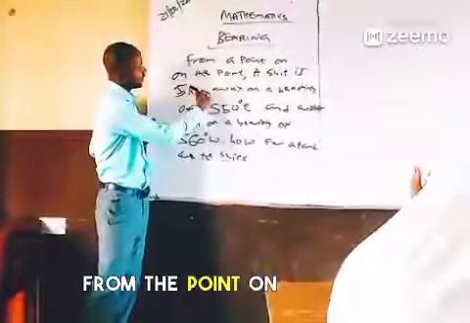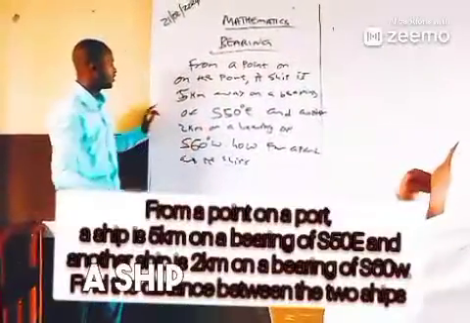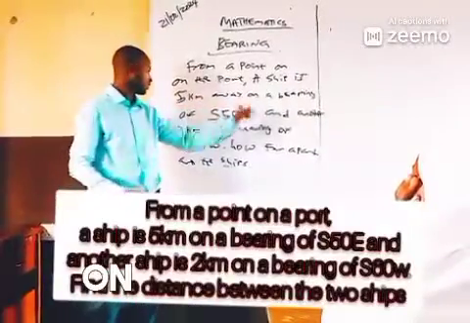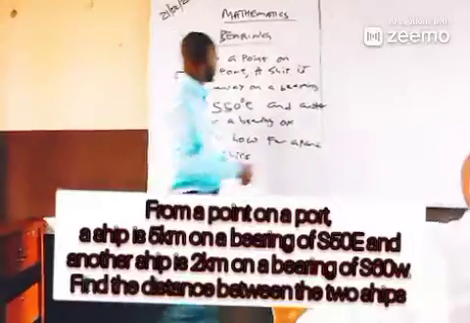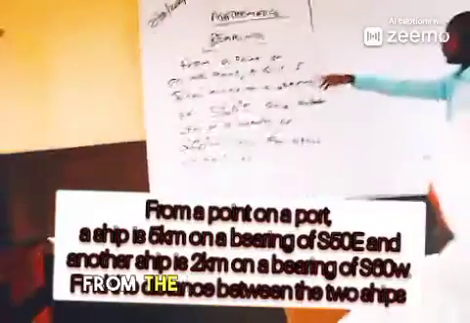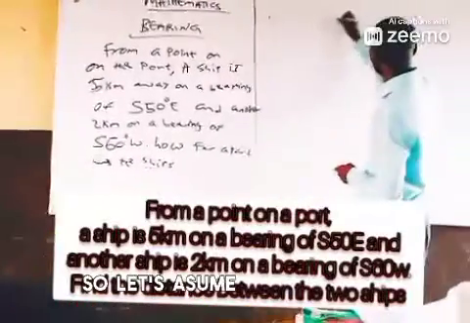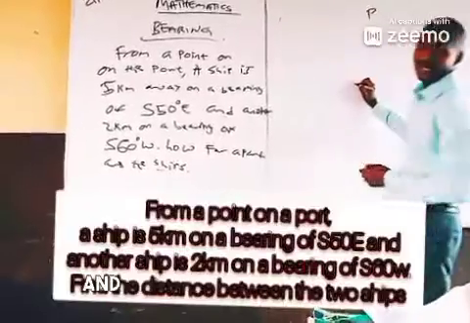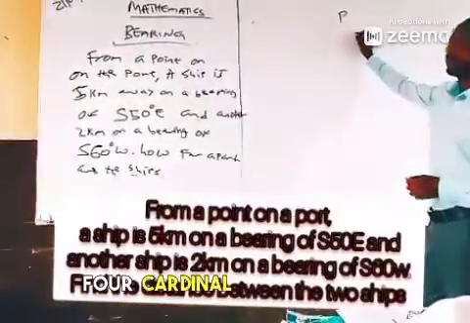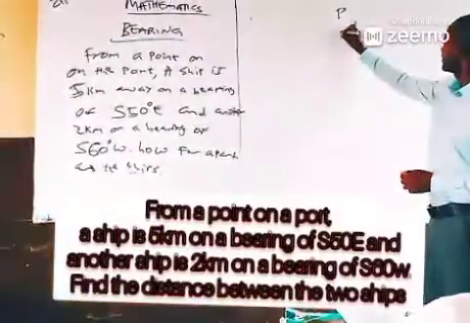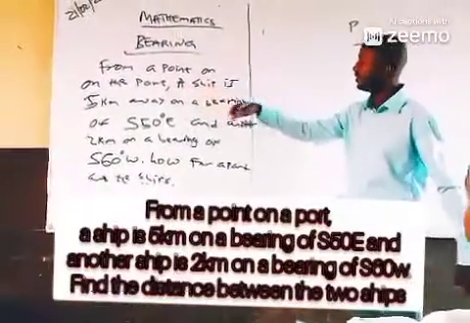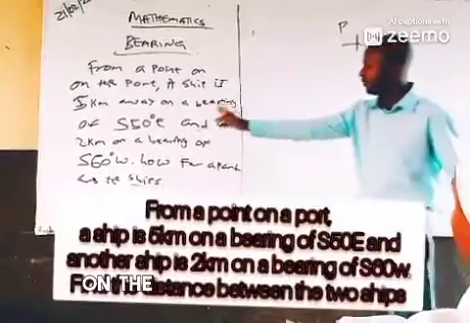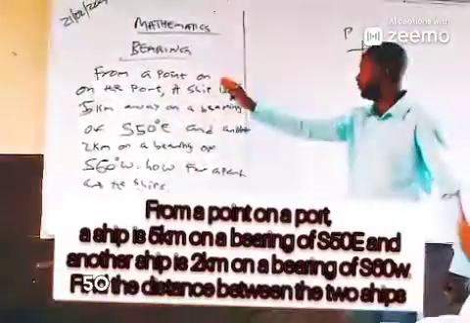From a point on a port, a ship is 5 kilometers away on the bearing of south 50 degrees east. So we are going to start the journey from here, from the port. Let's assume P is for the port. And here we have the 4 cardinal points. Then a ship, let's call the first ship A, is 5 kilometers on the bearing of south 50 degrees east.